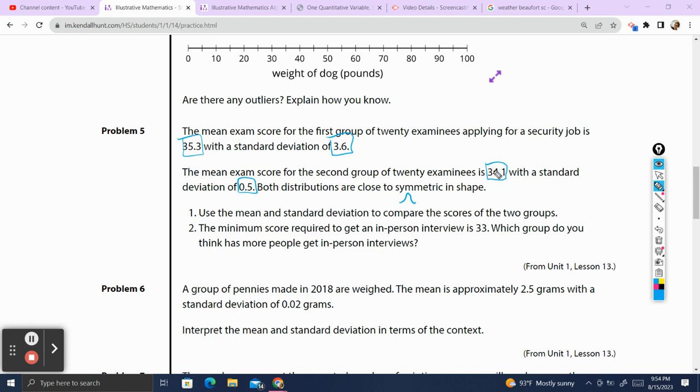Well, this group of people, we have less standard deviation, and our standard deviation is only 0.5, which means we've got a whole lot of students in this group who are going to go for the interview. We don't have a lot of students that are more than 2 standard deviations lower than the mean. However, in this group, we're going to have a decent number of students that have less than a 33 because we see our standard deviation is so large. So in this case, the correct answer is the second group of students is very much more likely to have more in-person interviews.